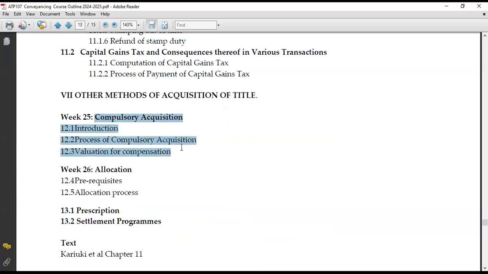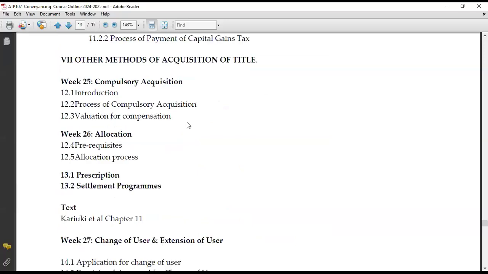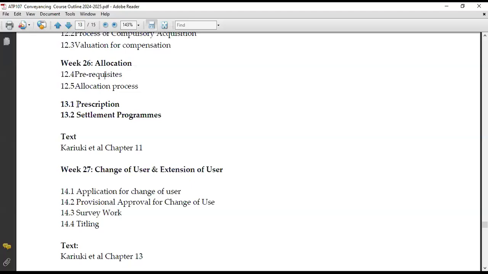Compulsory acquisition, tested many times. Other methods of acquisition of titles. So allocation, not tested much. Okay, allocation of public land to private land has been tested. Prescription, not tested much. Settlement programs, not tested. For example, these people, IDPs, are settled by government through settlement programs, and the processes and everything. So this is an area that has not been tested.